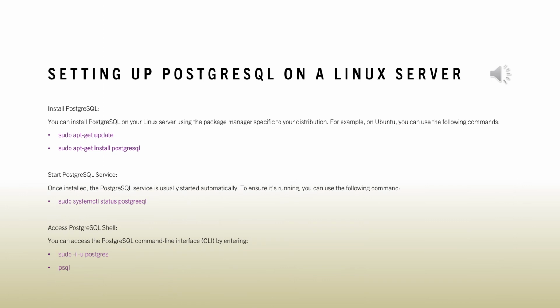Setting up Postgres on a Linux server. First, install Postgres. You can install it using the package manager specific to your distribution. For example, on Ubuntu, you can use the following commands.